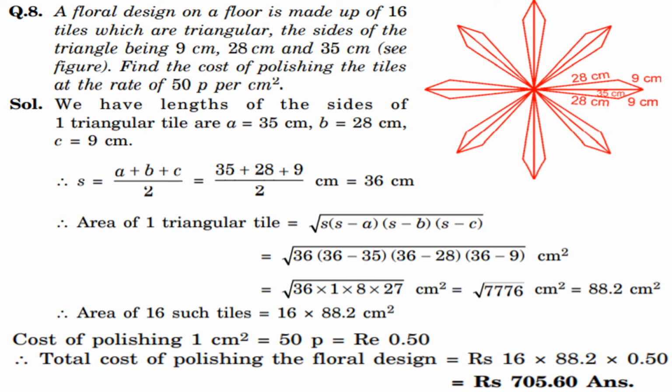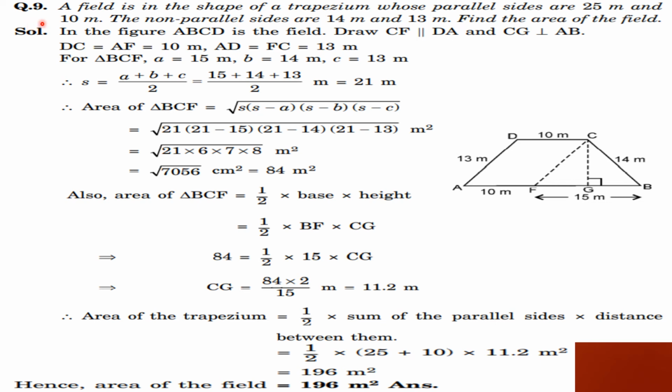Now come to question number 9. A field is in the shape of a trapezium whose parallel sides are 25 meters and 10 meters. The non-parallel sides are 14 meters and 13 meters. Find the area of the field.